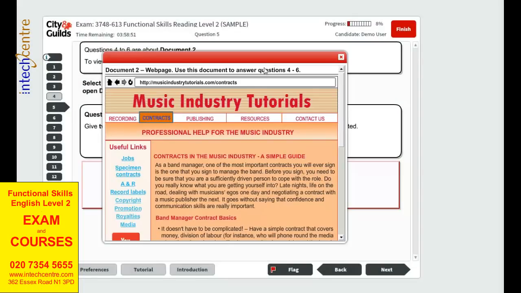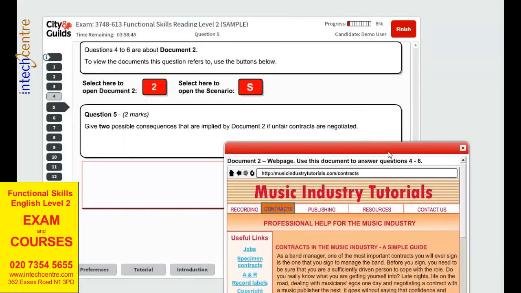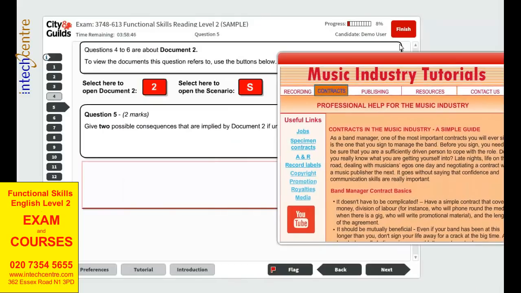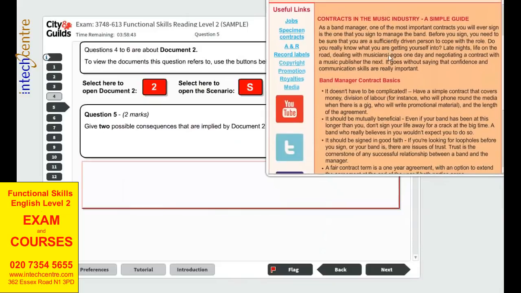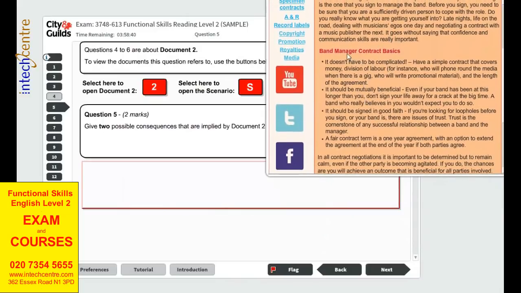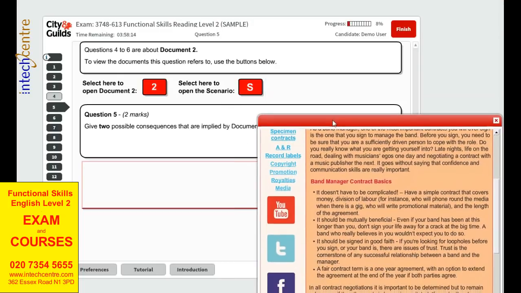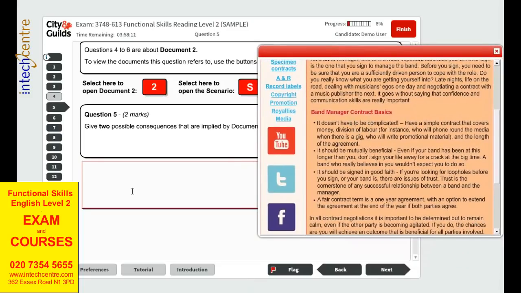Question 5. Give 2 possible consequences that are implied by document 2 if unfair contracts are negotiated. So here in this section, band manager contract basics, it gives you some bullet pointed lists of examples of what a basic contract should look like. So a good contract, as you can see, should be simple and cover money, division of labor, and the length of agreement. So you could say immediately that a consequence could be that if unfair contracts are negotiated, there will be an unfair division of labor.